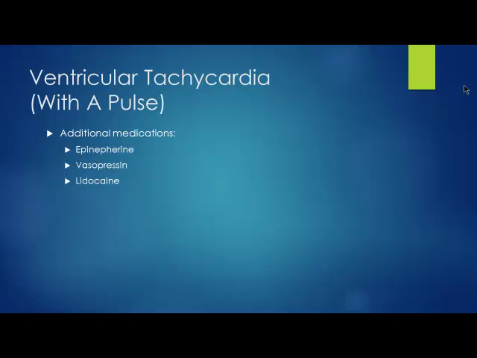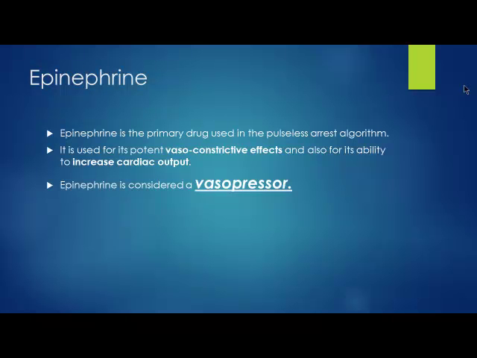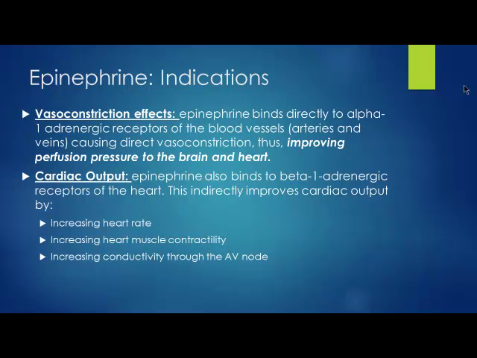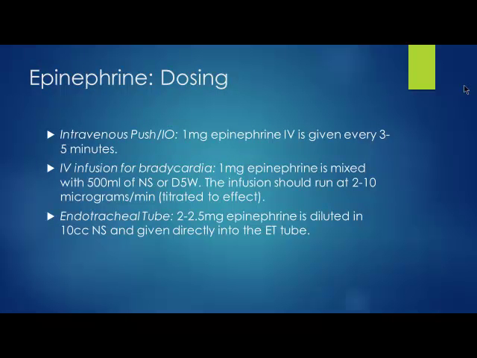Additional medications that may be used with VTAC with a pulse. Epinephrine, very rarely. Vasopressin, not there, should be taken out. But lidocaine. Epi is considered a vasopressor. Why do we give epi? Number one, its vasoconstriction effects help with overall systemic vascular resistance and blood pressure, they help tighten the pressure down to get preload back. Also cardiac output. It happens to be a beta-1 adrenergic agonist, and so it helps improve contractility. Increases heart rate and increases conductivity through the AV node.